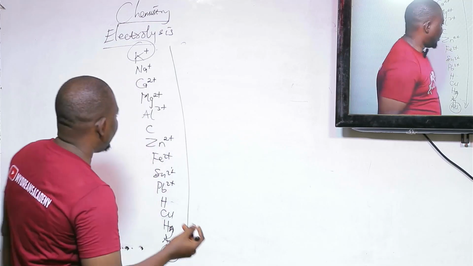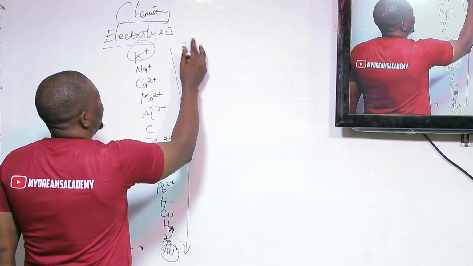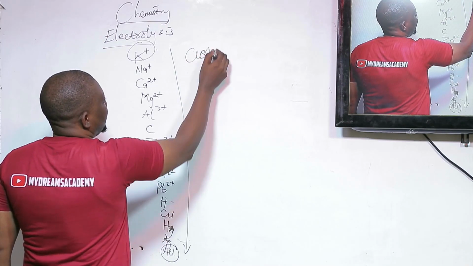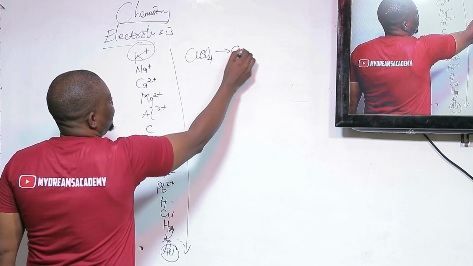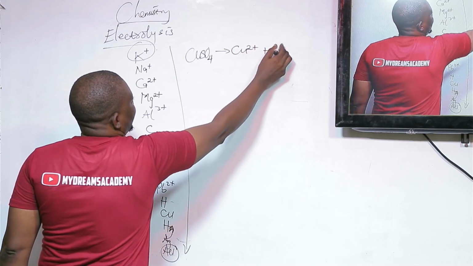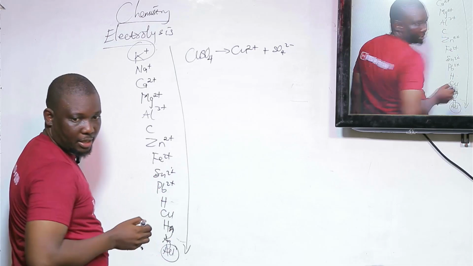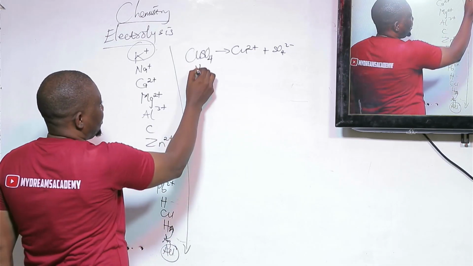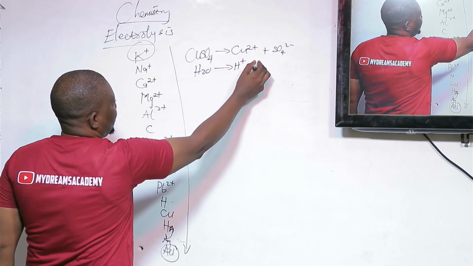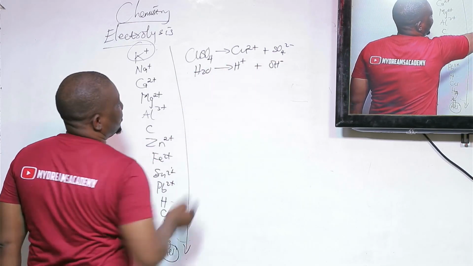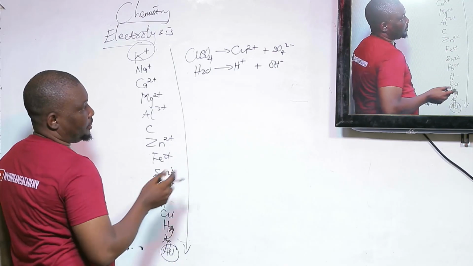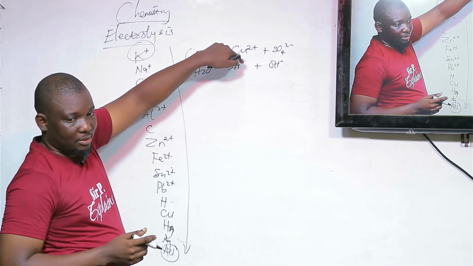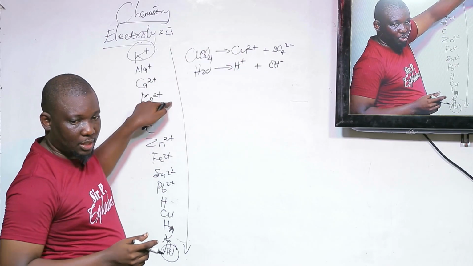Supposing I have something like copper(II) tetraoxosulfate(VI), which in solution splits into copper(II) and sulfate ions. I'm also going to write the ions that are present in water, which are H plus and OH minus. So you see that there are how many ions present in this electrolysis? Four ions. Are you with me now? That means two will go to a particular electrode.